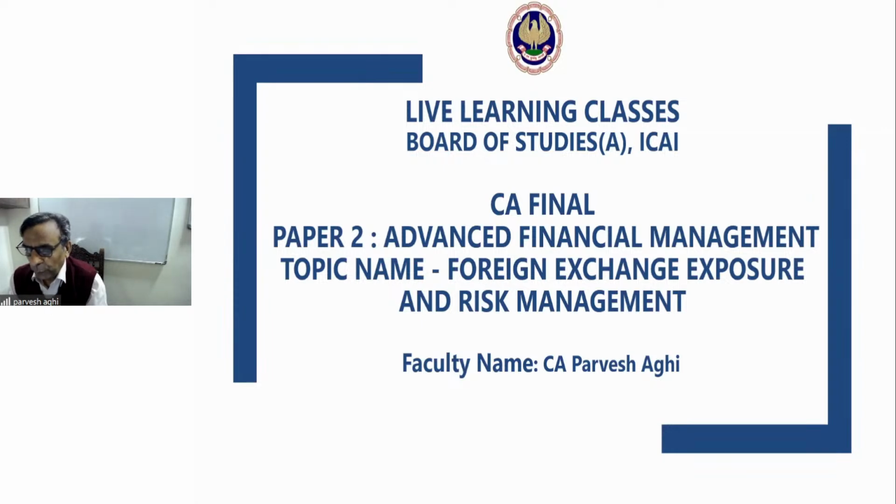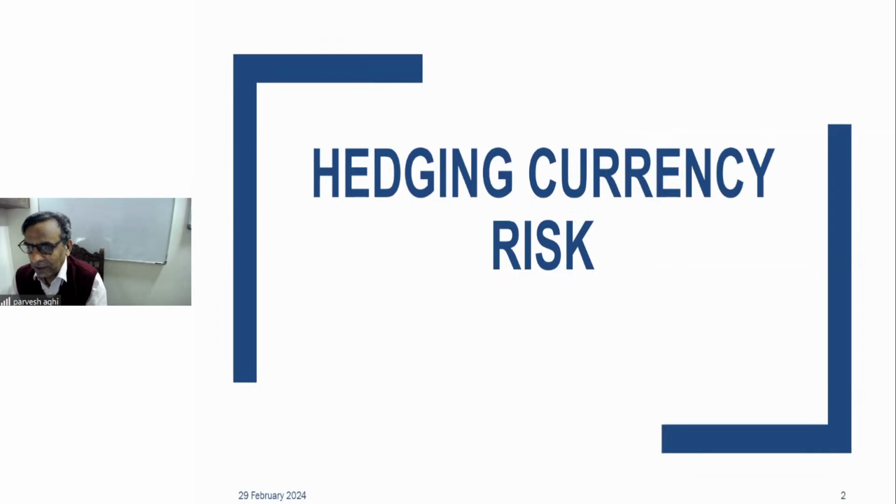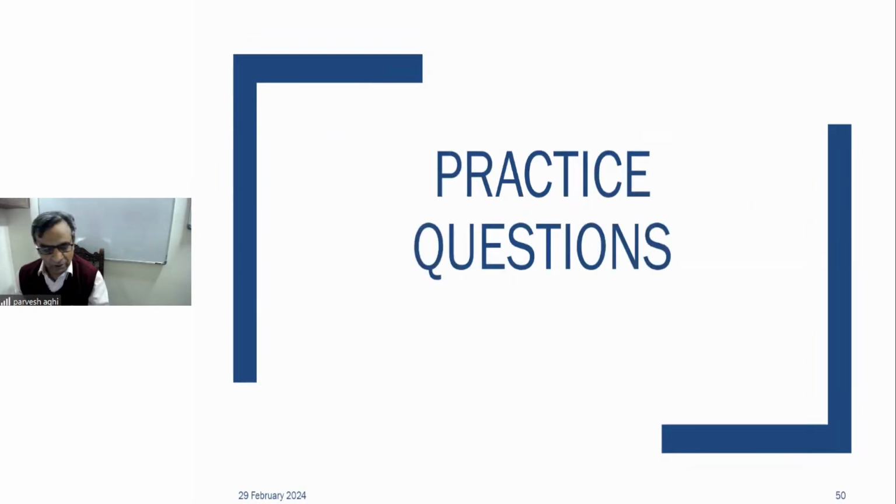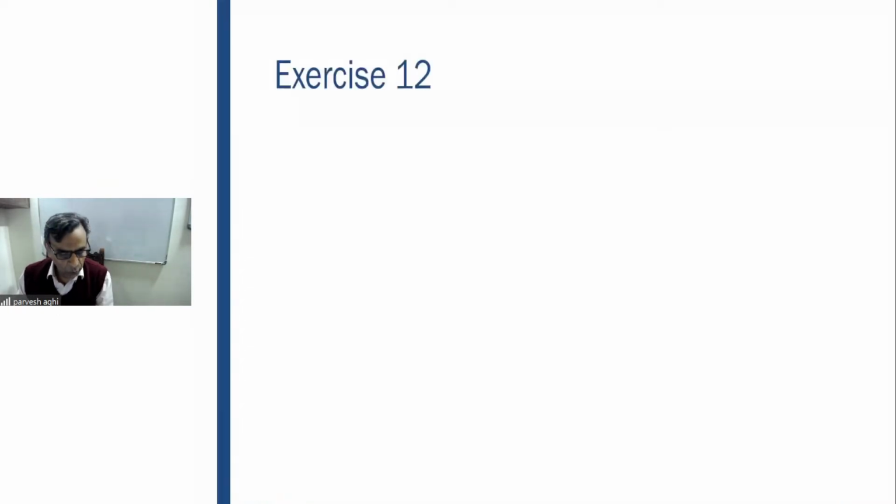Today is the fourth day, and we are on the subject called foreign exchange exposure and risk management. The course is advanced financial management. In the last lecture, we covered forward contracts. We are trying to understand the various ways to hedge currency risk, so we covered the money market and other instruments. Today we are going to do some more questions and move on to the practice questions. The first question we are going to do is question number 12.